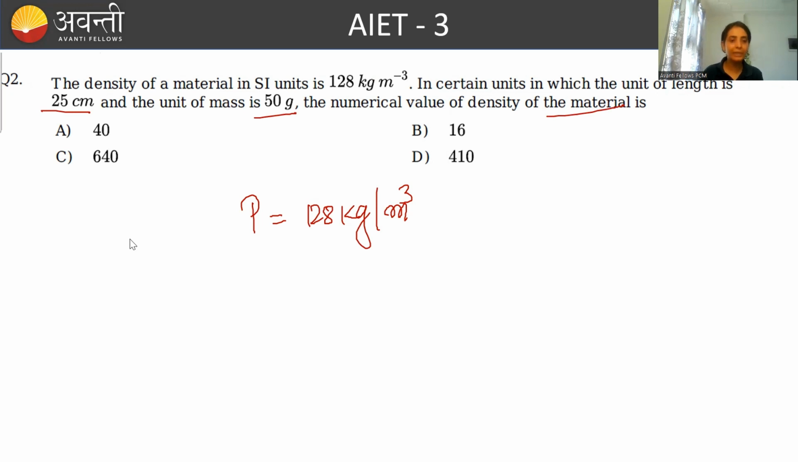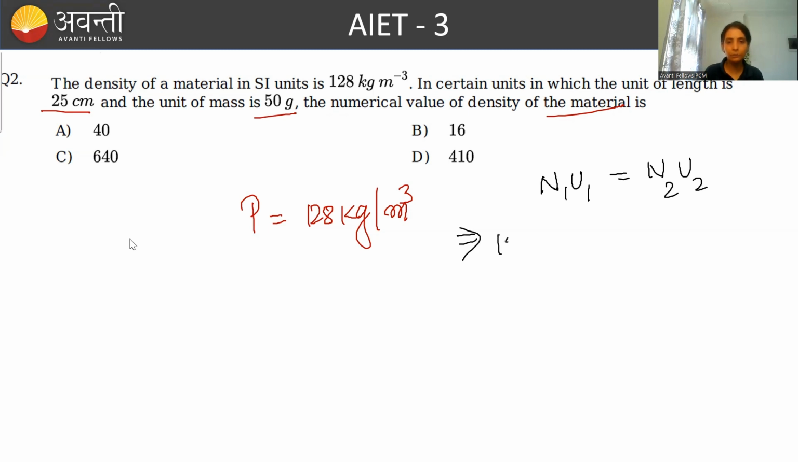So if you have to change a unit from one form to another, what we do is we simply write one formula like this: N1U1 is equal to N2U2. What is this? N1 is the numerical value of the physical quantity in unit 1, and N2 is the numerical value of the quantity in unit 2. Okay? So let's deal with this question now.